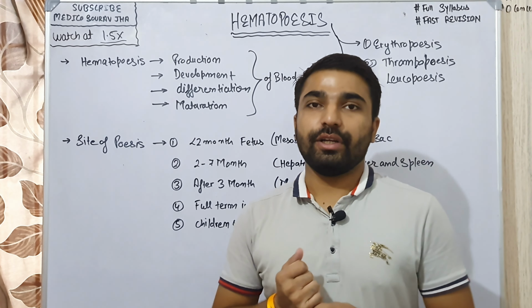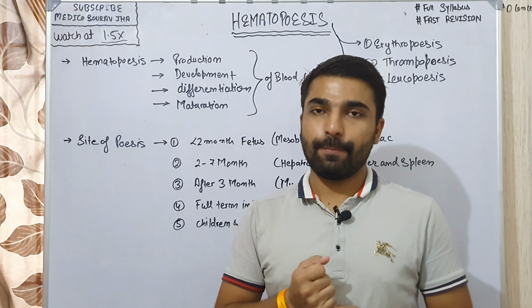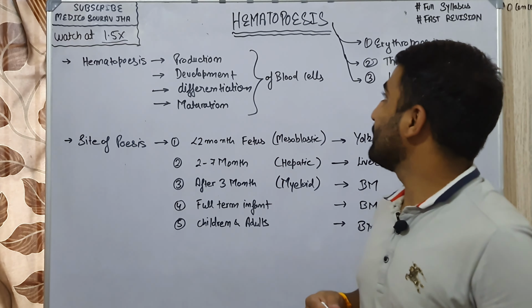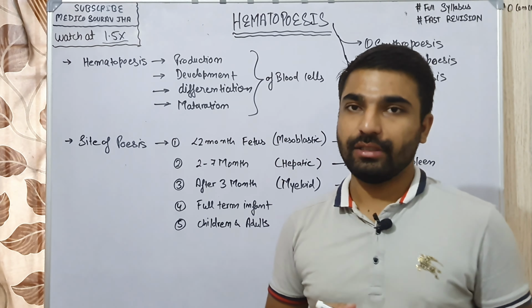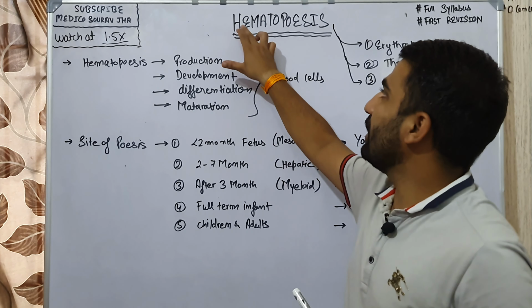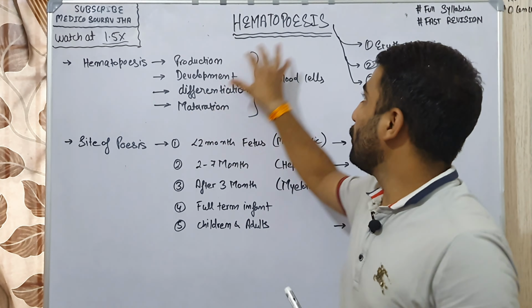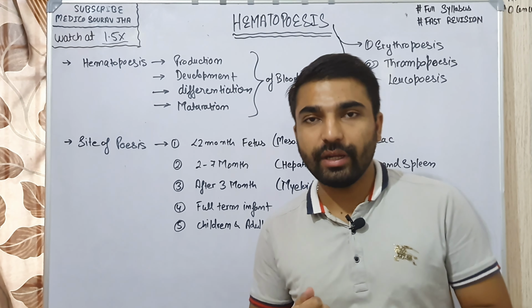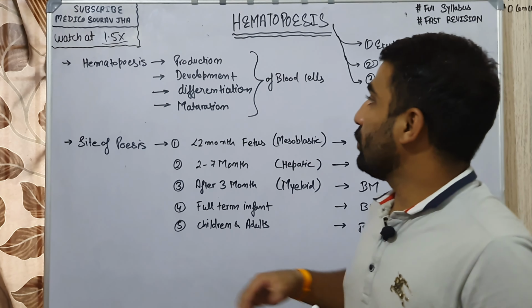We are now today talking about hematopoiesis. It is the process by which the whole blood is formed. Hematopoiesis. Generally, hemato means blood, and poiesis means its formation. Okay, so let's get into the topic.